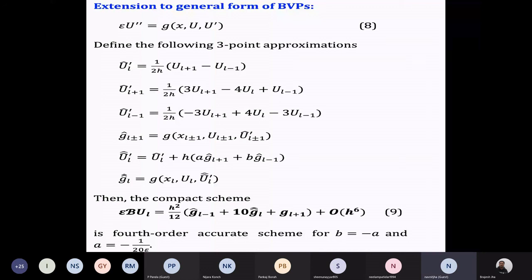The same way we can extend it to the time dependent equation also. Here, in the equation U cap double cap, the parameters A and B are appearing. The value of B is minus A, and A is minus 1 by 20 epsilon. So using these values, you can have the high order high resolution scheme for the general nonlinear equation.